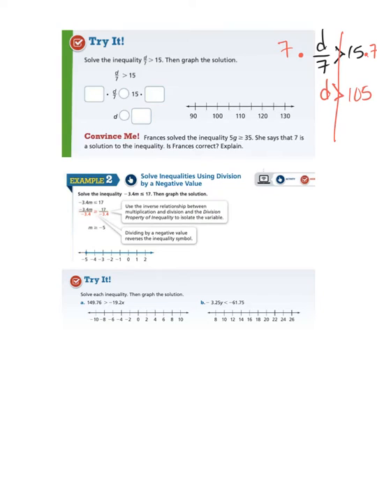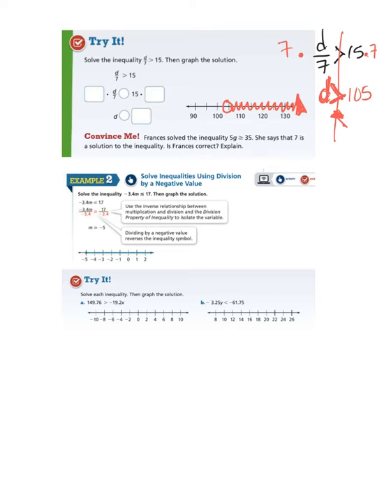So, looking at this, is our circle going to be open or closed? That's right. Our circle is going to be open because there is no equal sign. It's just the greater than sign. So we need to draw an open circle on 105. Then what we have to do is look. D is touching the greater than side, so that means D has to be greater than 105. So you're going to shade to the right all the numbers greater than 105.